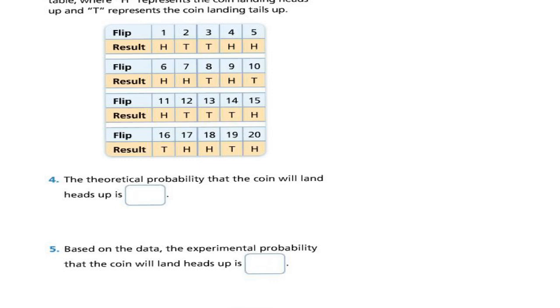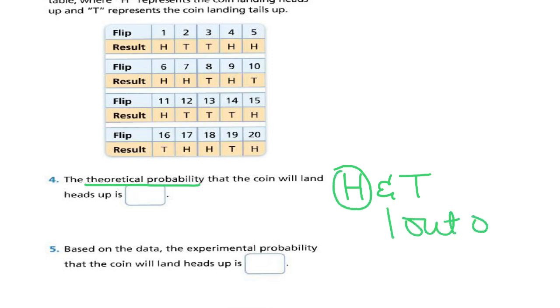Question 4 asks us for the theoretical probability that the coin will land heads up. Theoretical probability looks at what you have, and when we deal with a coin, we have heads and we have tails. So theoretically, there's one head out of two sides. So the theoretical probability would be 1 out of 2, or 50%.